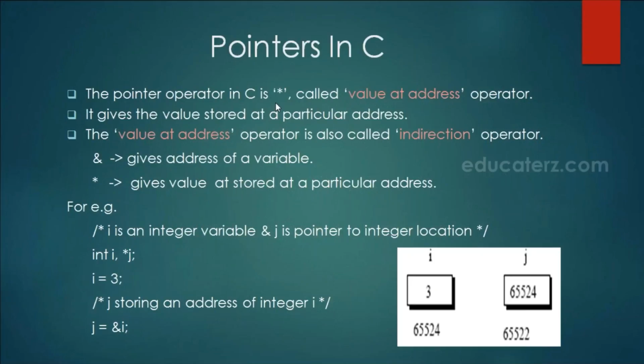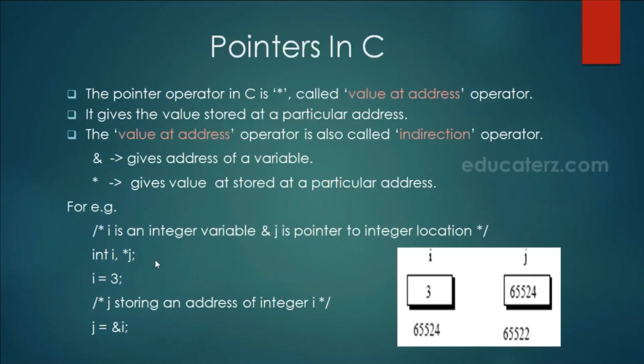For example, if I have an integer i which holds the value 3, then to declare a pointer we have to use the star operator, that is, int star j. When I say int star j, it means that j is a pointer which can hold the address of an integer type of variable. So int is the type of variable whose address it is holding.